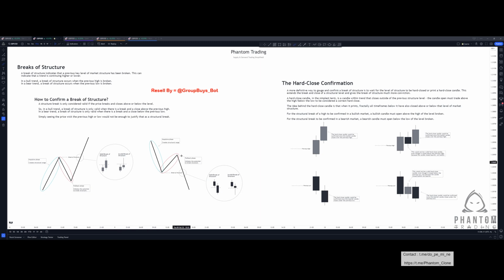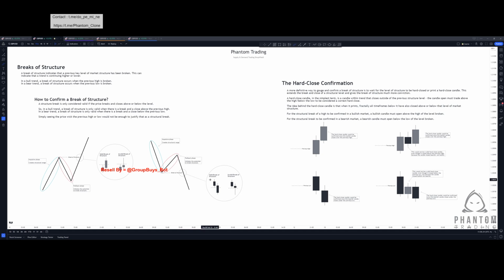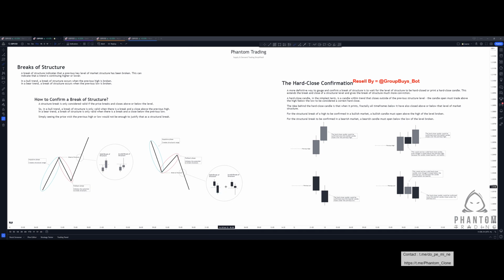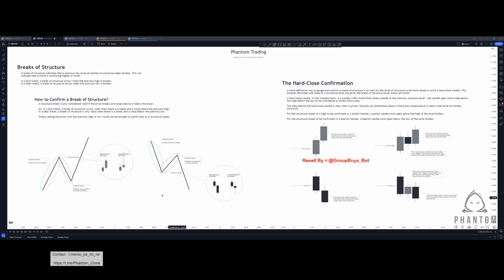And if we flip to a bearish market where we're seeing lower lows and lower highs, we have our previous low and our break of structure potentially happening. What we want to see is a break and close below that previous low. As we can see, the closing price is below the previous low, and an invalid break of structure would be the wick of the previous low. And as we can see, the close of this bearish candle is above the previous low that we're looking to break. So simply seeing that price wick the previous higher low is not enough to justify that structural break.